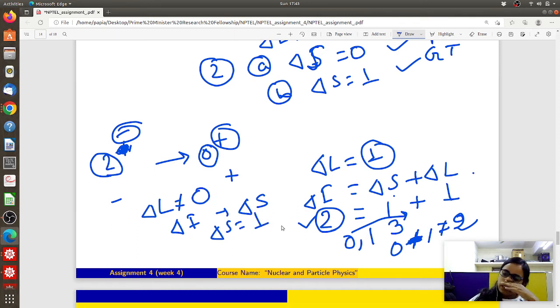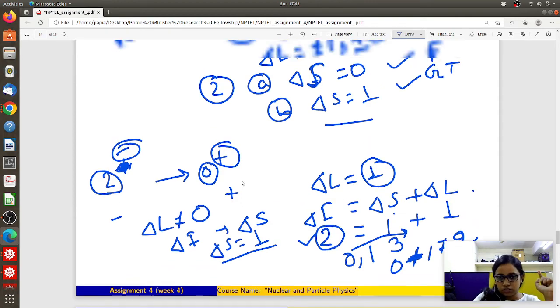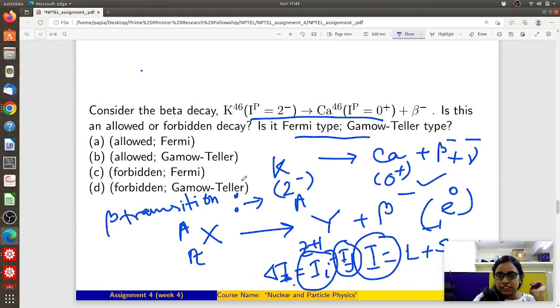So delta S should be plus 1, which type of transition is that? It is obviously a GT type, as I already mentioned here. So by knowing the parity, whether it changes or not, we can see that our transition is forbidden. And the second question is which type of forbidden it is, Fermi or Gamow-Teller. By knowing the value of delta S, we can see that it is a GT, that means Gamow-Teller forbidden transition. In that question the option was forbidden Gamow-Teller, so option D will be the correct one.